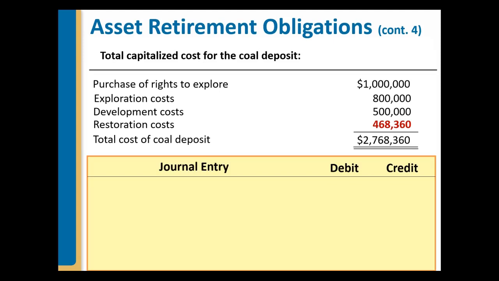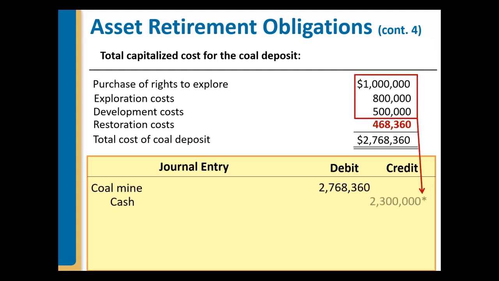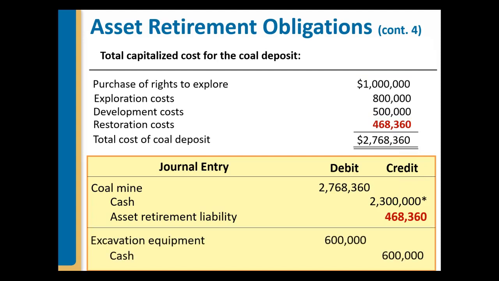Now, the following journal entries record these transactions. First, we debit coal mine for $2,768,360, as we saw earlier. We credit cash for $2,300,000, which is the $1 million and the $800,000 and the $500,000. Then we credit asset retirement liability, which we determined on the previous slide for $468,360. Next, we record the purchase of new excavation equipment for the project by debiting excavation equipment for the $600,000 cost and crediting cash for the same amount.